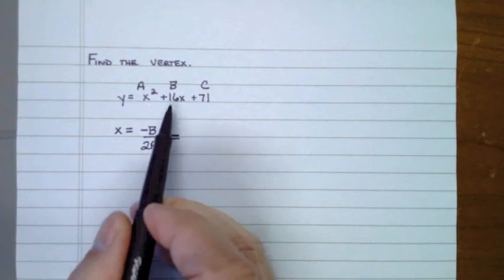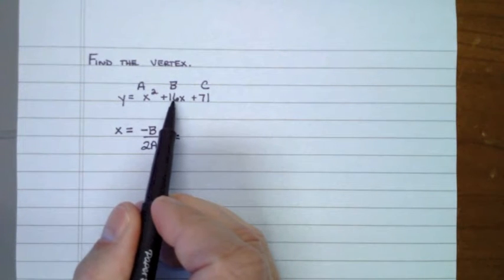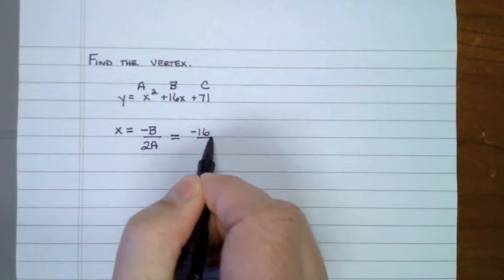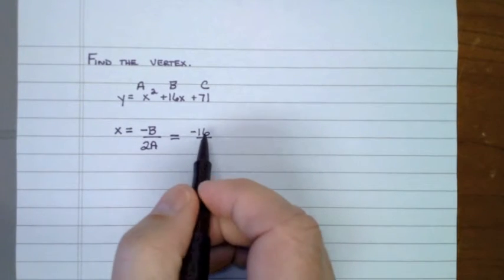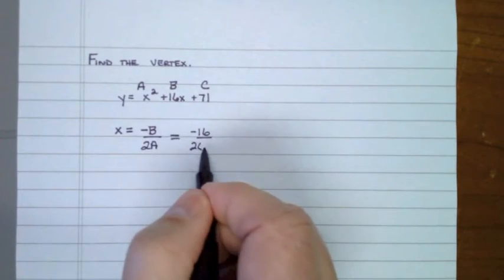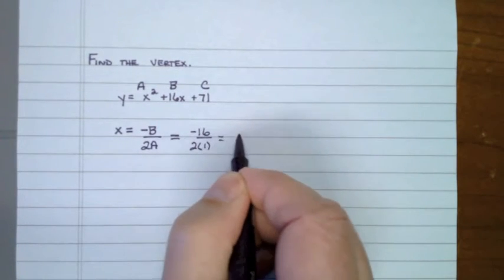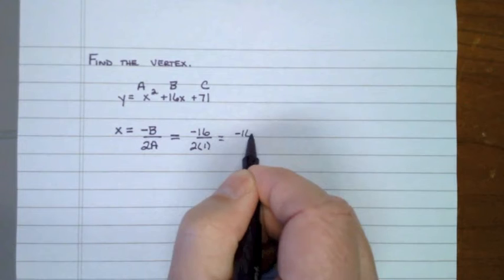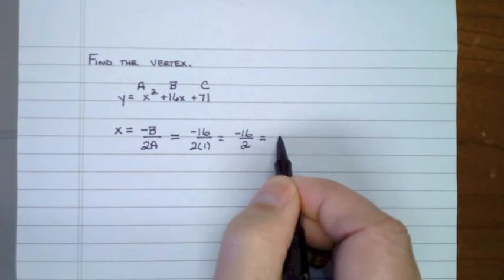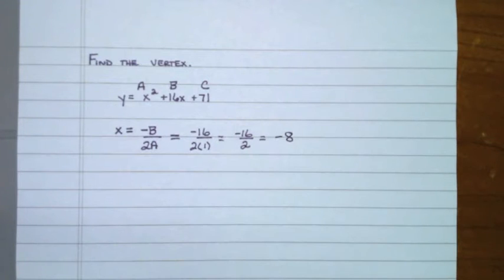This negative B means the opposite of this number right here. A positive 16 becomes a negative 16. 2 times A, that number in front of x squared, is 1. Multiply those two together. I get 2, and negative 16 divided by 2 is negative 8. Negative 8 is my x-coordinate.